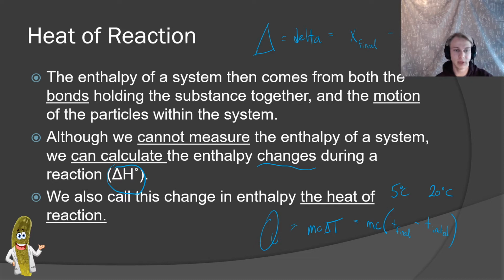And so similarly with enthalpy, we want to calculate the H degree, the enthalpy final minus the H degree enthalpy initial. That's the end goal of what we want to be able to calculate. And this is a really key point: we call this change in enthalpy the heat of the reaction.